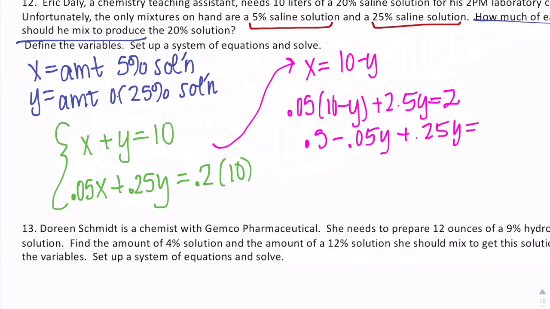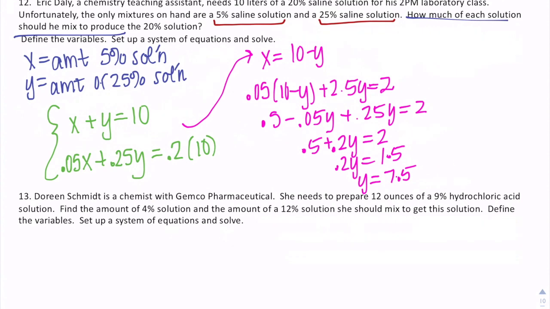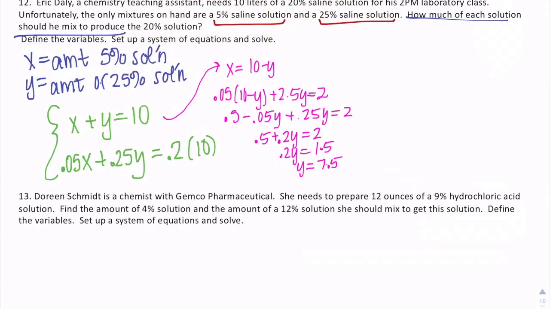So I hope you're following along and writing this down. 0.5 minus 0.05y, plus 0.25y gives 0.2y, equals 2. Then 0.2y, again plugging in my calculator, subtracting 0.5, and solving for y gives me 7.5. Once I have y, can I find x? I sure can. Plug it into that original equation. x equals 10 minus 7.5. So x equals 2.5.